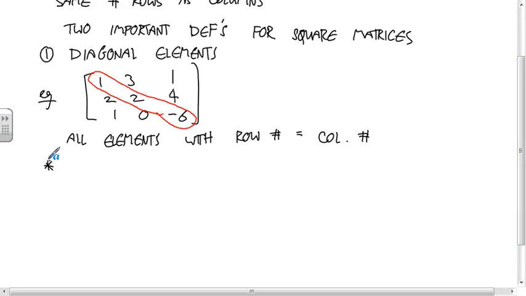And something to notice about the diagonal elements is that the diagonal elements are unchanged by the transpose. You take the transpose, you still have those same diagonal elements.